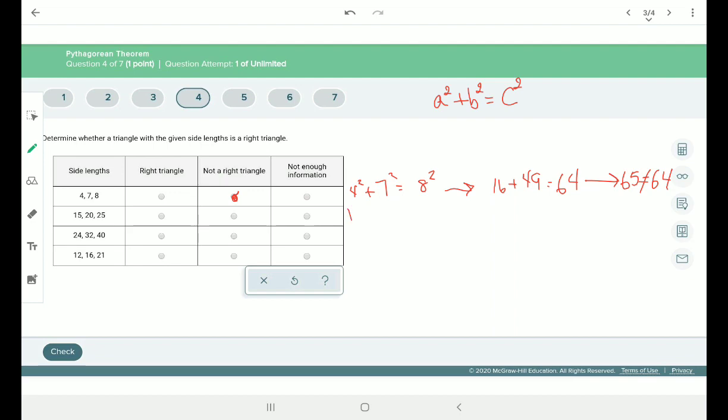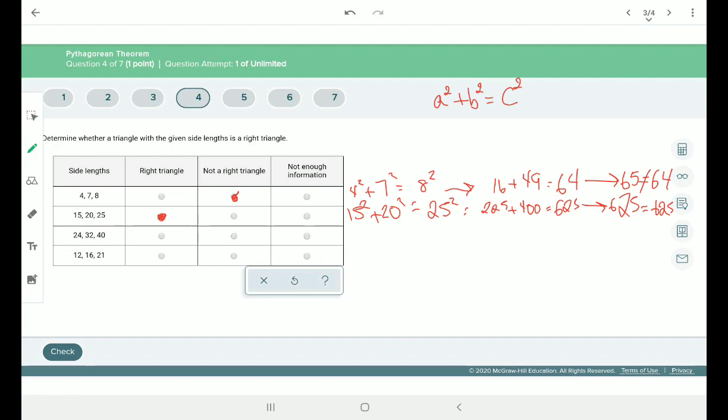So my second one, I would do 15 squared plus 20 squared, and I would see if that equals 25 squared. Well, 15 squared, 15 times 15 is 225, and 20 squared is 400, so 225 plus 400, and 25 squared is 625, and if we notice, 625 does equal 625, so that is a right triangle. And if you remember, it's actually a very familiar question that we've already done in this video.